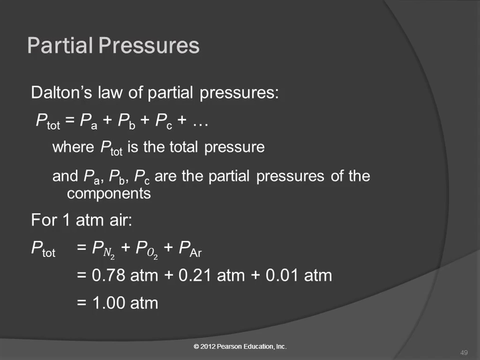So if we look at air at 1 atmosphere, we were looking at the fractional composition of air, and using those equations, we would find that the pressure of nitrogen is 0.78 atmospheres. The pressure of oxygen is 0.21 atmospheres. The pressure of argon is 0.01 atmospheres, and the rest of it's so small it doesn't really matter. We add these together, and they add up to 1 atmosphere.